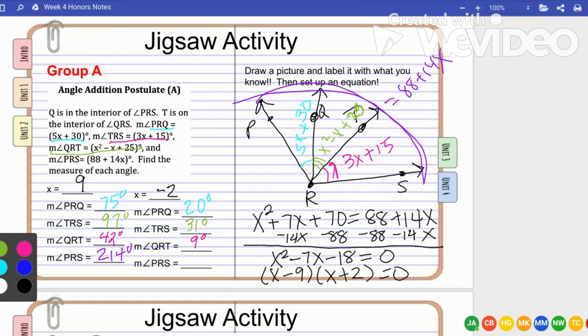Check your answer. What's 75 plus 97 plus 42? You get 214 degrees. Awesome. And then we're going to do negative 2, so that's 14 times negative 2, which is negative 28. 88 plus negative 28. You're going to get 60 degrees. Double check your answers. You get 60 degrees. Awesome.